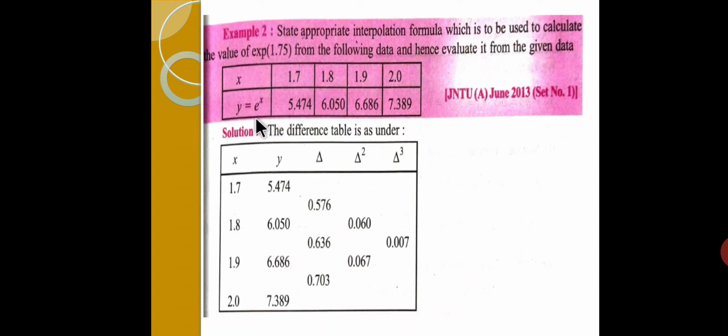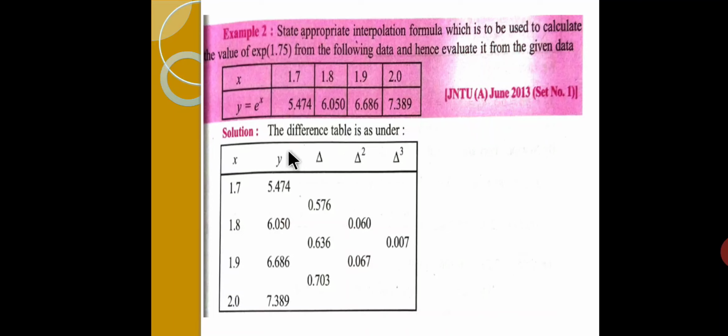So for the given argument, y is equal to e power x, the value of e power 1.7 is 5.474, the value of e power 1.8 is 6.050, the value of e power 1.9 is 6.686, and the value of e power 2 is 7.389. This is the given data. So now we have to find the value of exponential 1.75 using Newton's forward interpolation formula.